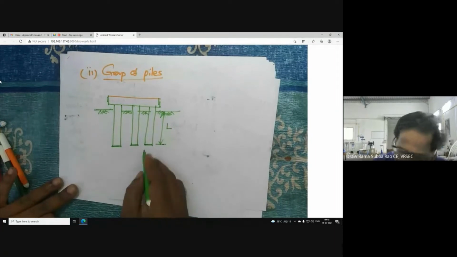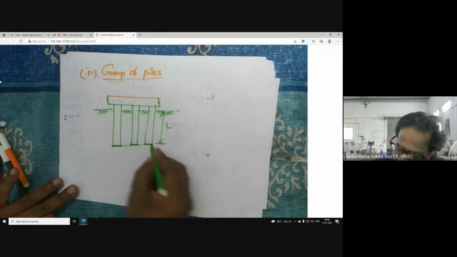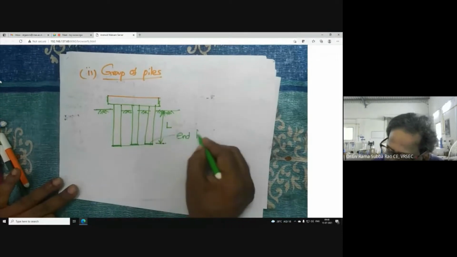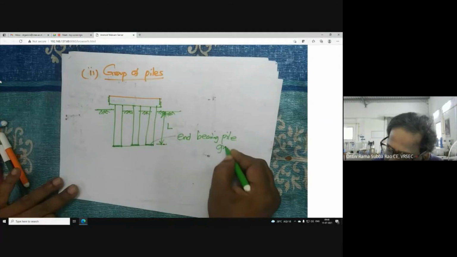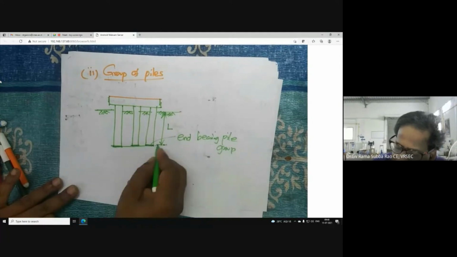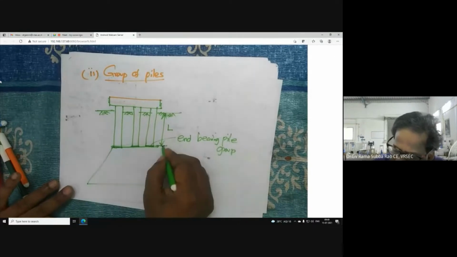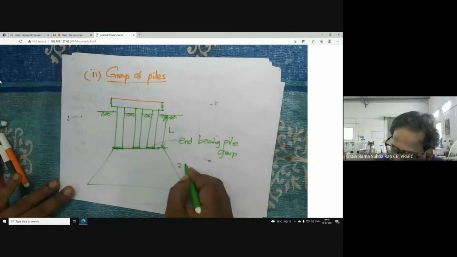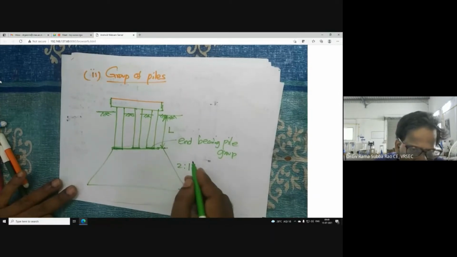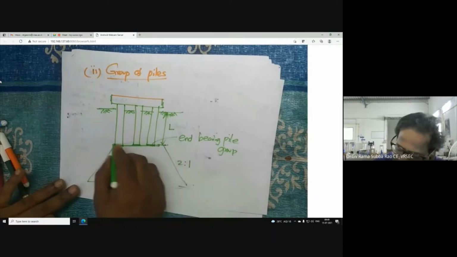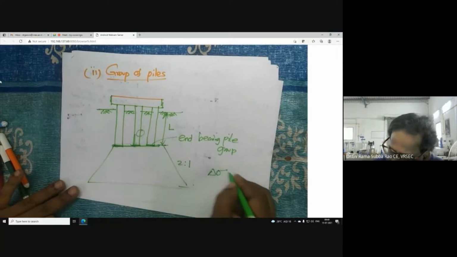Now how to compute settlement due to pile group? If it is an end bearing pile group, the entire load is coming here. So from this you can go for stress distribution 2:1, the approximate method. Just consider it as a load, then you can calculate delta sigma.